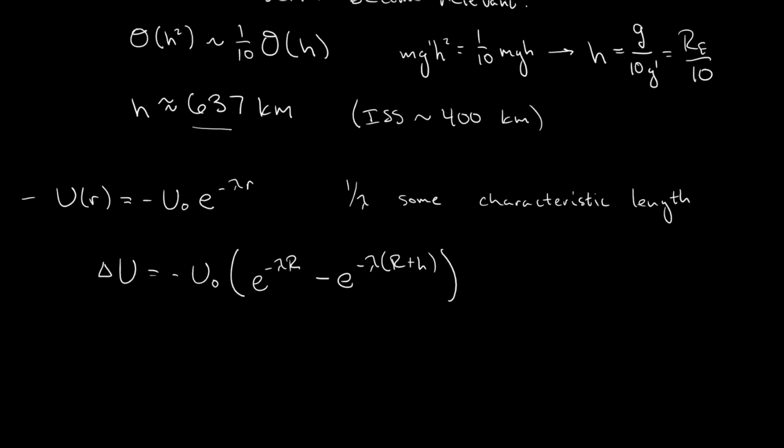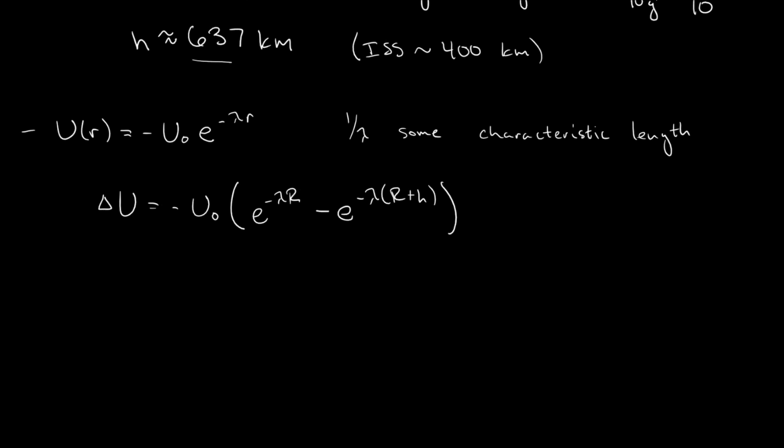Where we can pull out a factor of R in all of this, call this H over R epsilon, all that good stuff. And then expand. I won't bore you with the exact details of all of this; it's a pretty exercise to expand about yourself. But anyway, what I find is something like delta u is equal to minus u naught lambda H e to the minus lambda R. And actually, in this case, I expanded in lambda squared.